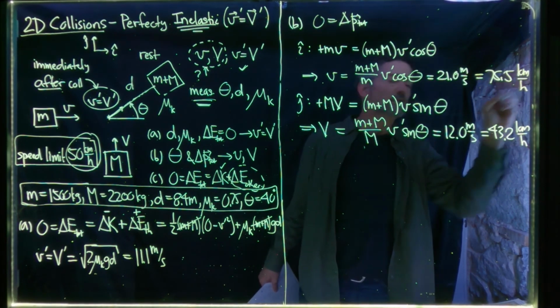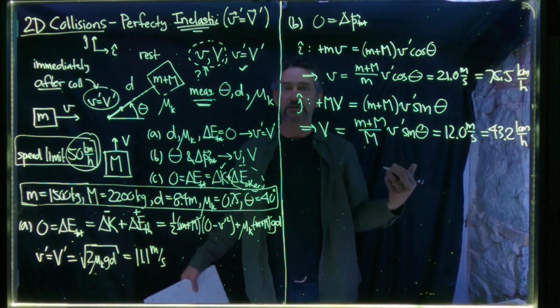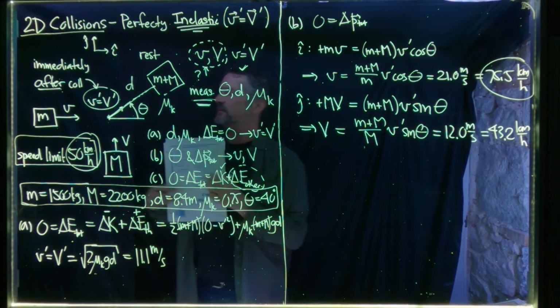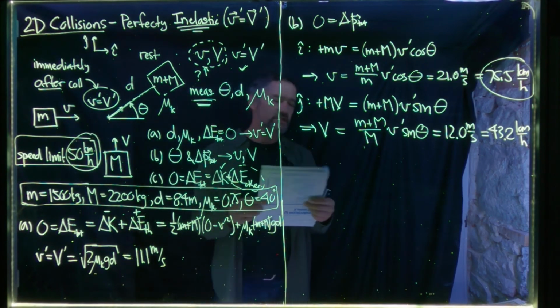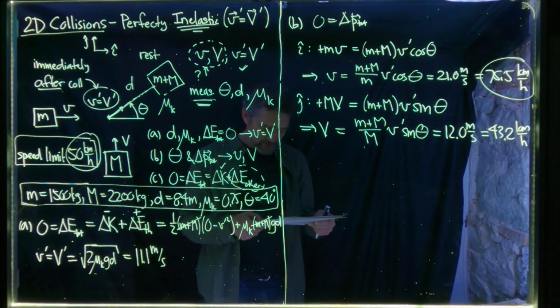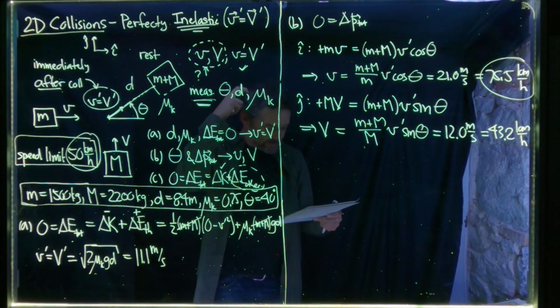75.5 kilometers per hour. Busted. Okay, so the speed limit was 50. The sports car was moving at 75 kilometers per hour just before the collision. It's probably the one that went through the red light too. Okay, awesome, so that's good.